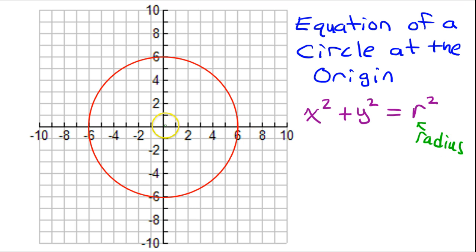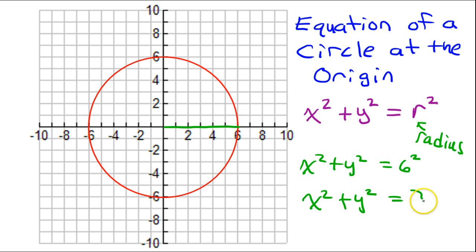So for example, you can easily see that the radius of this circle is 6. So that would make the equation of this circle x squared plus y squared is equal to 6 squared, or x squared plus y squared is equal to 36. Okay, so that's how it works when the circle is centered at the origin 0, 0.